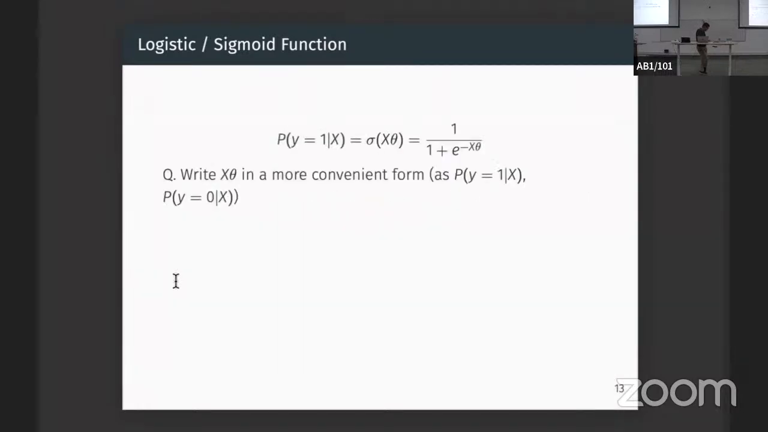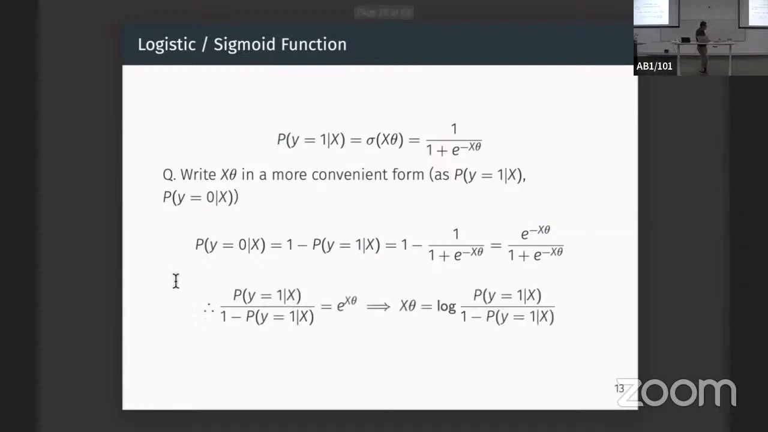And interestingly, you can also just rearrange the terms a little. So probability of y equal to 1 given x is sigma of x theta, or 1 over 1 plus e to the power minus x theta. And again, there's a bit of abuse of notation. So we can interestingly also write x theta as equal to log of probability of y equal to 1 divided by probability of y equal to 0.